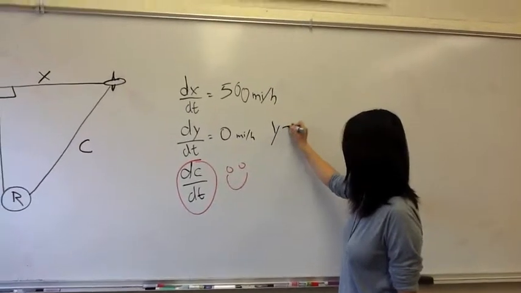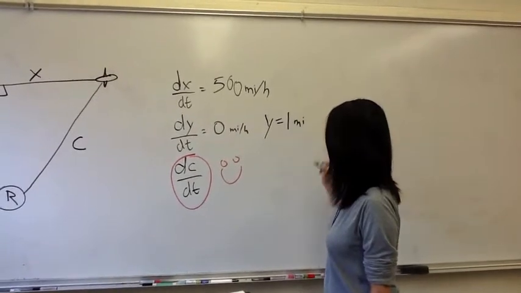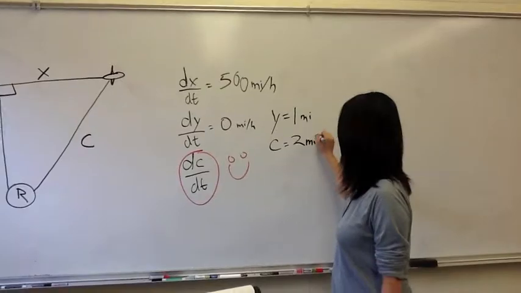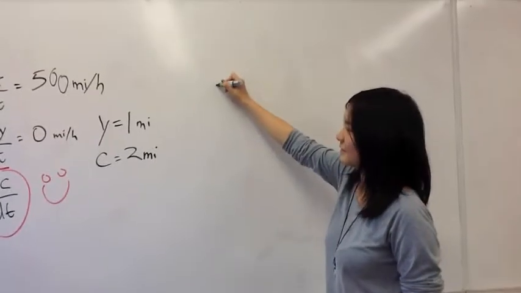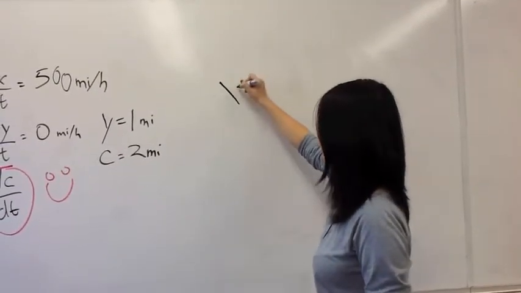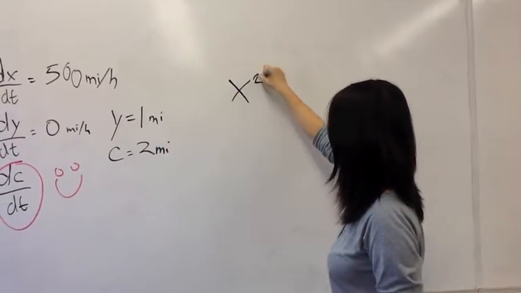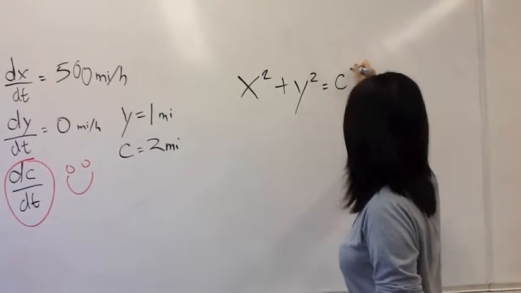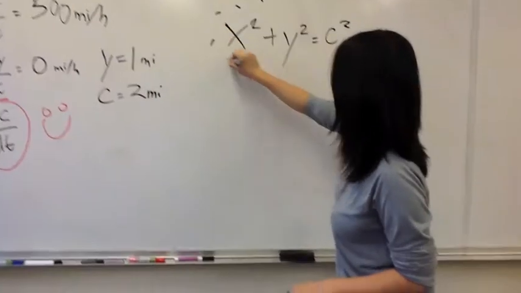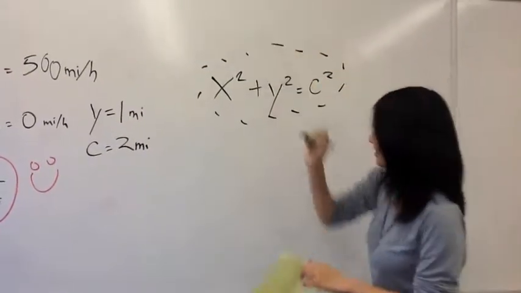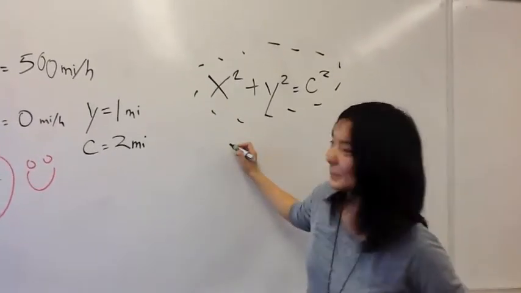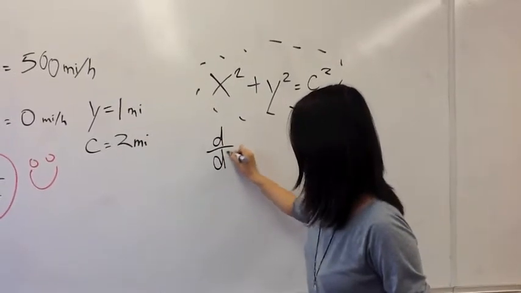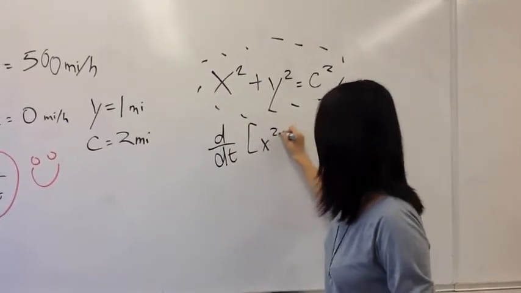In this problem, y equals 1 mile and c equals 2 miles. Because our variables form a right triangle, we are going to be using the Pythagorean theorem to find dc over dt. Our first step is to take the derivative of the equation implicitly, as Megan said.